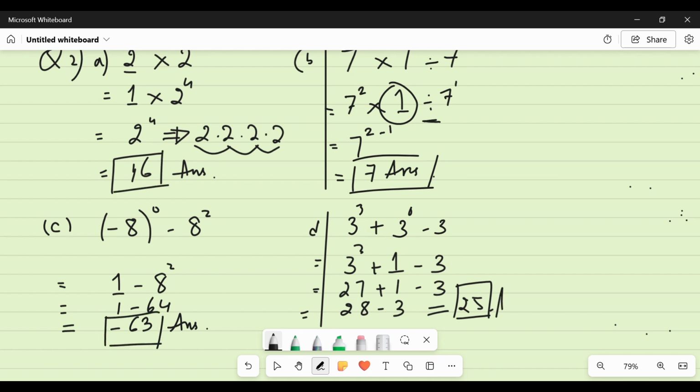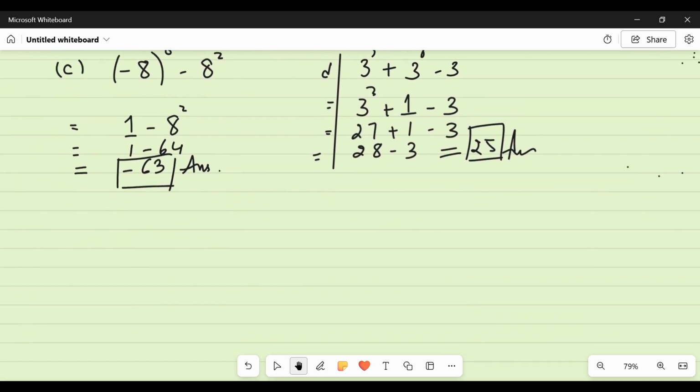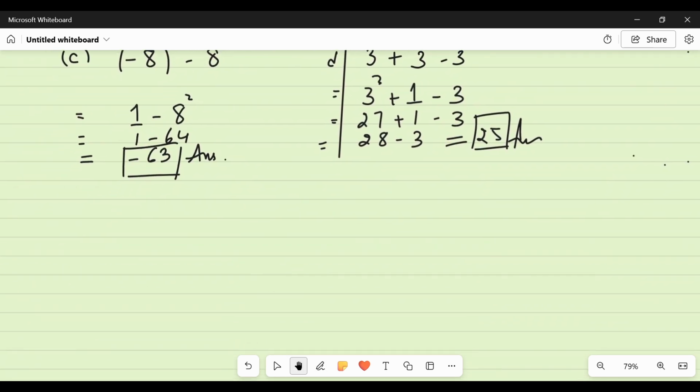Okay, let's move to the next question. The next question is question number 3. Same question: evaluate each of the following without using a calculator. All these questions belong to paper 1, so you are not supposed to use the calculator.